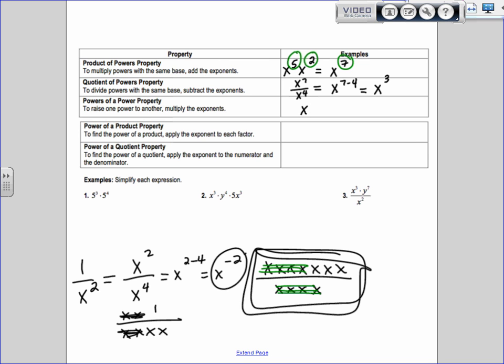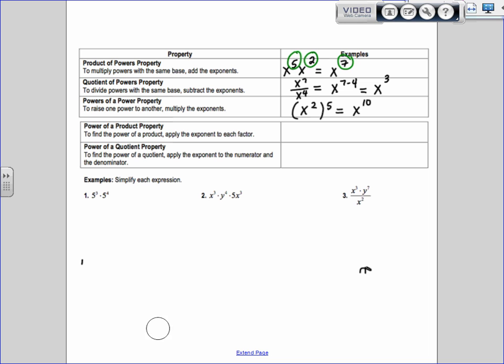Okay, powers of a power. So if I have x squared raised to the 5th, that's going to be x squared times itself 5 times. So how many x's would I have lined up if I wrote it in expanded form? Yeah, 10, exactly. X to the 10th. Does that make sense? That's a big one people mess up on. They forget to multiply.